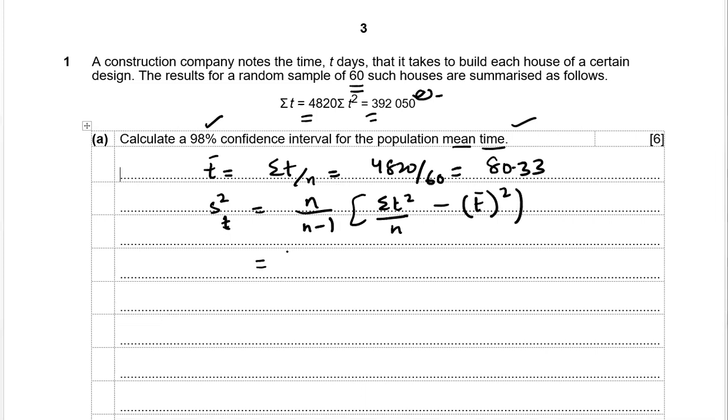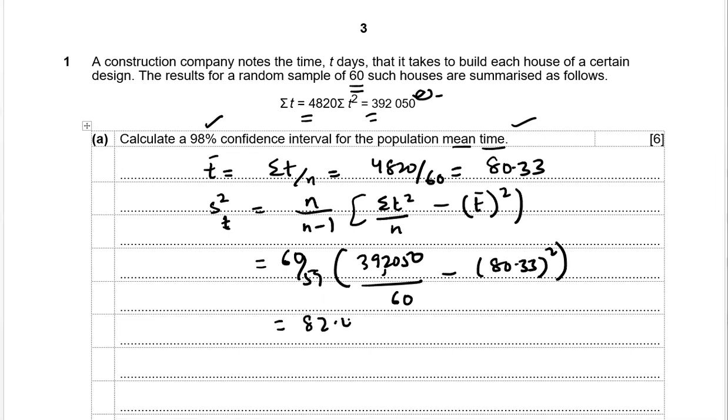So n is 60 upon 59 bracket, that is given 392051 upon 60 minus this 80.33 squared, and we are getting a variance of 82.09.